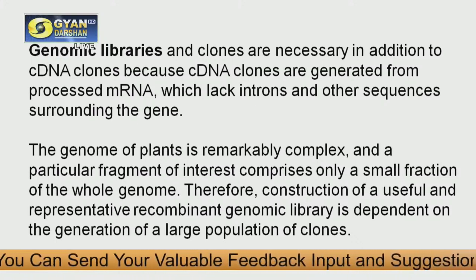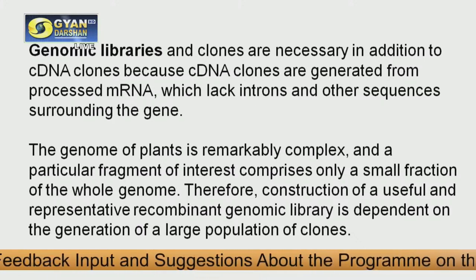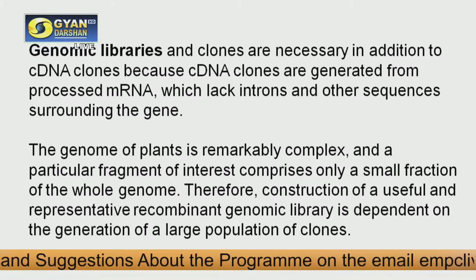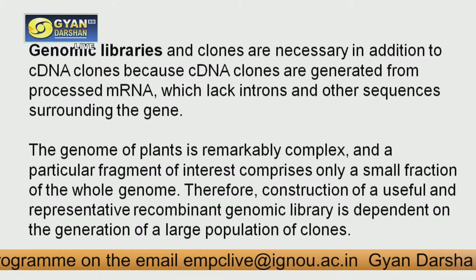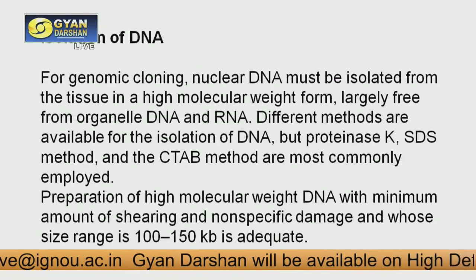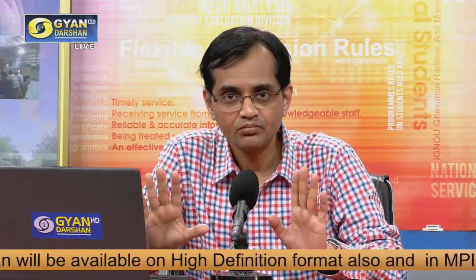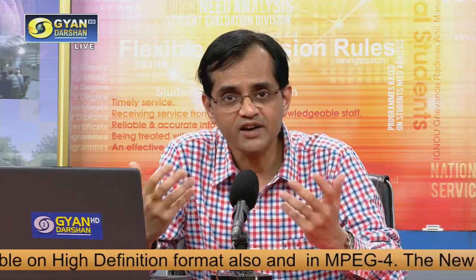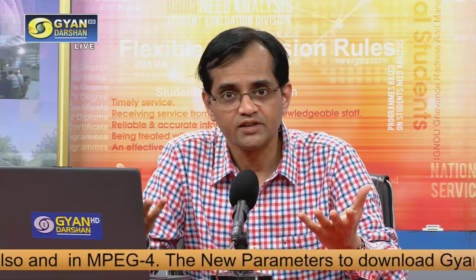The genome is remarkably complex and a particular fragment comprises only a small fraction of the whole genome. Therefore, construction of a useful and representative recombinant genomic library is dependent on the generation of a large population of clones. So I hope you got the idea of what is meant by library. Now if I define it in a better way in terms of molecular biology, then a library represents a series of clones.